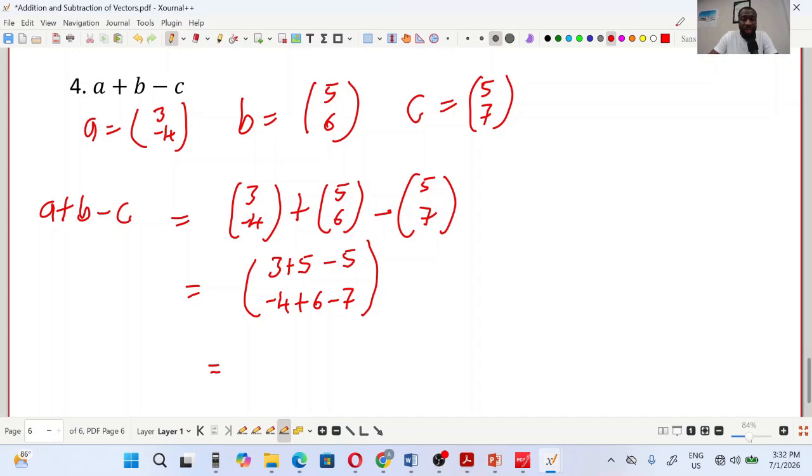And what am I going to have? I have 3 plus 5, I have 8. And 8 minus 5 is going to give me 3. So I have 3 here. And then negative 4 plus 6 is going to give me 2. Then 2 minus 7, I have negative 5. So it tells me that A plus B minus C is going to give you (3, -5). Thank you so much. See you in the next lesson.